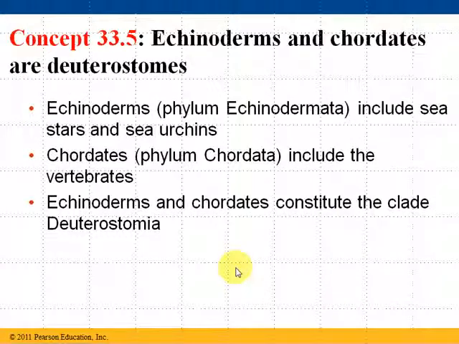And that's where we're going to stop. Alright, so we have hit most of the major categories here. The last categories we're going to look at are called the echinoderms and the chordates, and they are deuterostomes, and that's where we're going to end chapter 33.